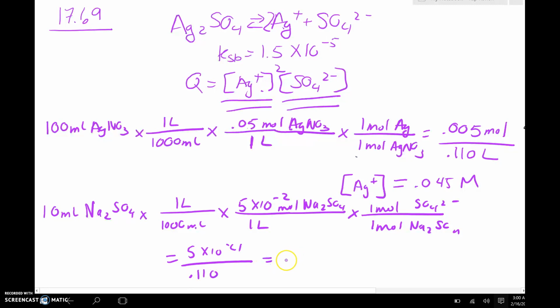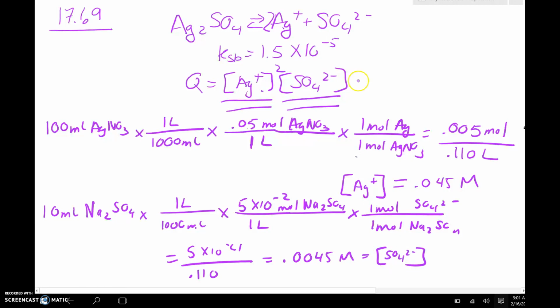So that should be, I think, 0.0045. But since it's 3 in the morning, let me plug it into my calculator. Okay, good. 0.0045 molar. And this is my concentration of SO4 2 minus.